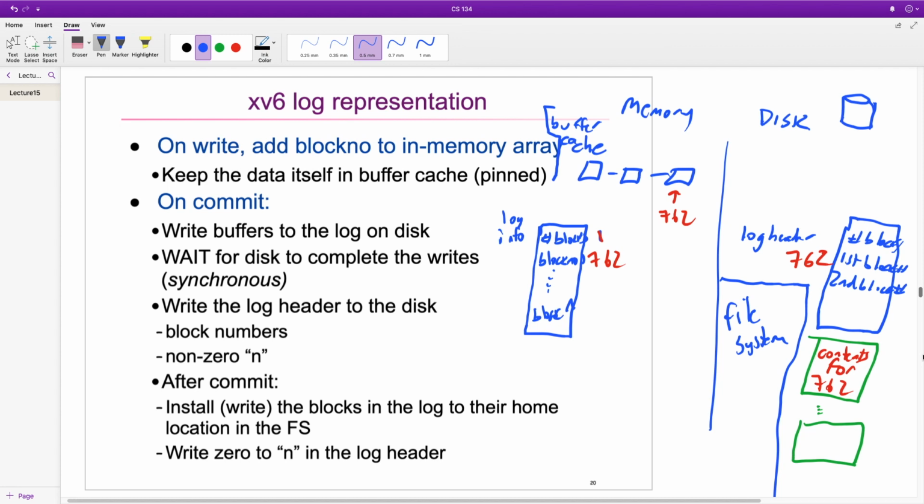And then after the commit, we install, it's called installing, all these blocks one by one to the appropriate location on disk. And I say one by one, but we actually will just issue commands to the disk as fast as we can, and if it can accumulate those and optimize that, that's great.